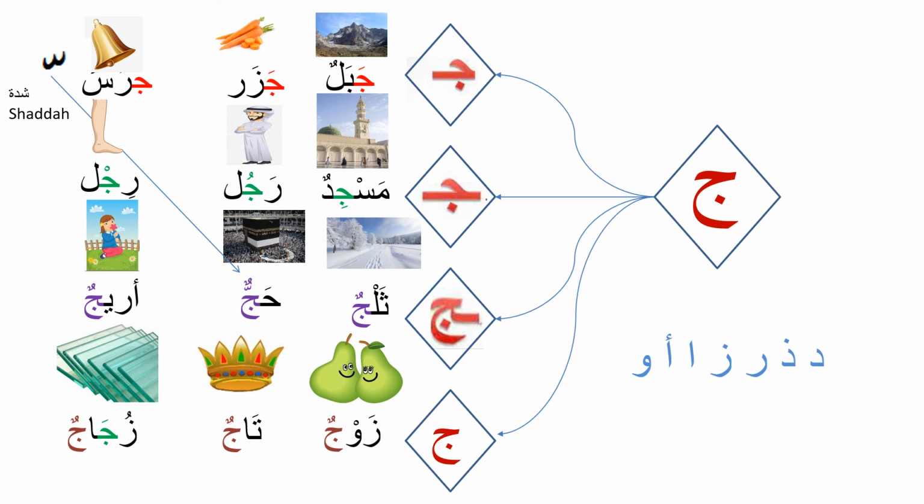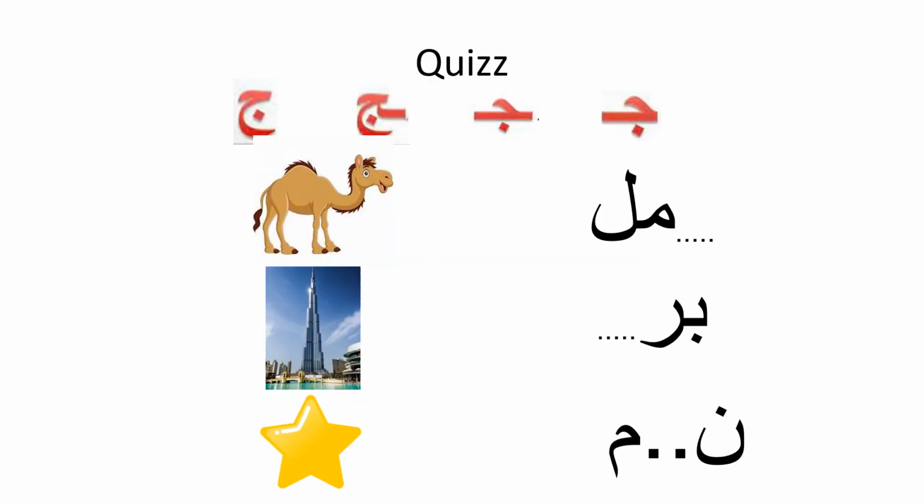And how do we know? We talked about these letters before. If you see any of these letters, then you don't connect Jeem to the letters before them. So a small quiz here to just test your knowledge if you know how to connect these letters. So Jamal, a camel, Burj, a tower, and Najm, a star. Okay? If you'd like to pause the video a little bit and try to guess which letter to put in the beginning.